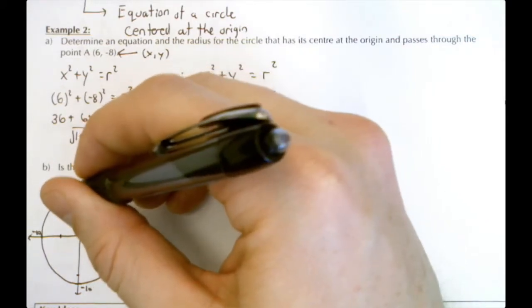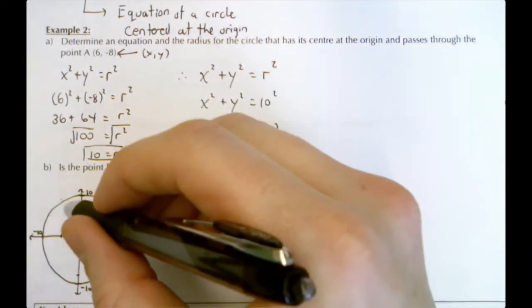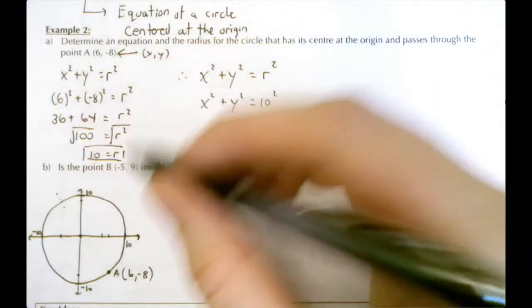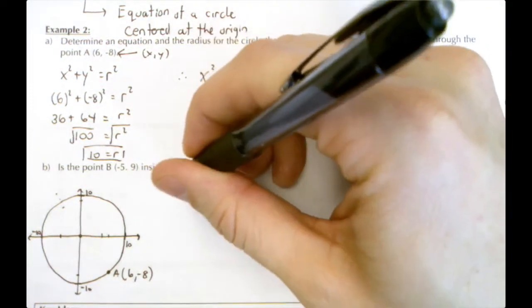So it's asking, is the point in this area inside the circle, outside the circle, or on the circle? It actually just asks if it's inside the circle, but we'll be able to tell where it is. And the way you can tell is you can test it. You can do a check.